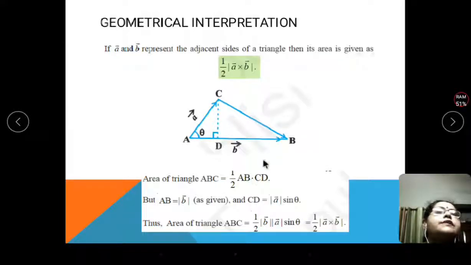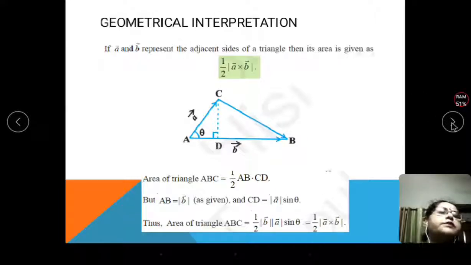And what is this CD? If we recapitulate our knowledge of trigonometry, CD will be given by AC sine theta, or rather mod A sine theta. So therefore, by using this formula of half base into altitude, the area of the triangle ABC becomes half mod A mod B sine theta. So is it not the magnitude of the cross product? So finally what we get is the area of the triangle is half mod A cross B.